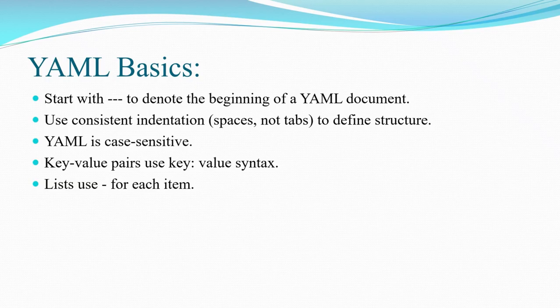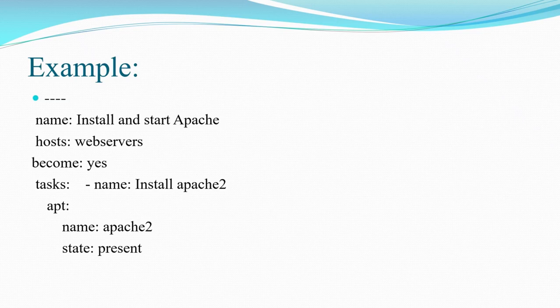Next we are going to see YAML examples. This is a simple example of a YAML playbook. Here we define a task to install Apache on web servers. We specify the host group, enable privilege escalation using become, and then define the task. Each task has a name and uses a module like apt to install packages. This structure makes automation easy and readable.